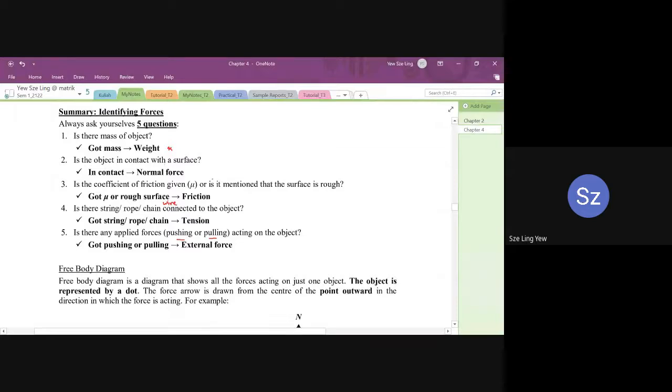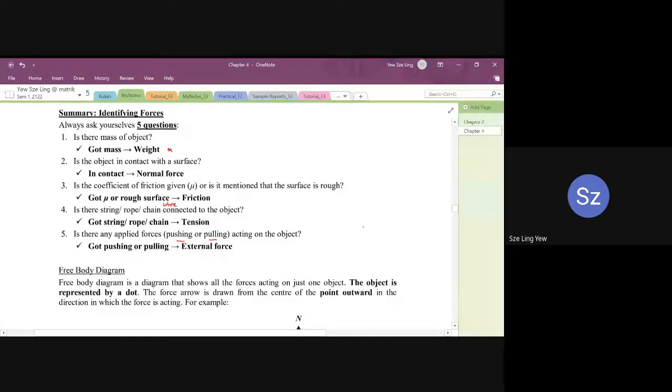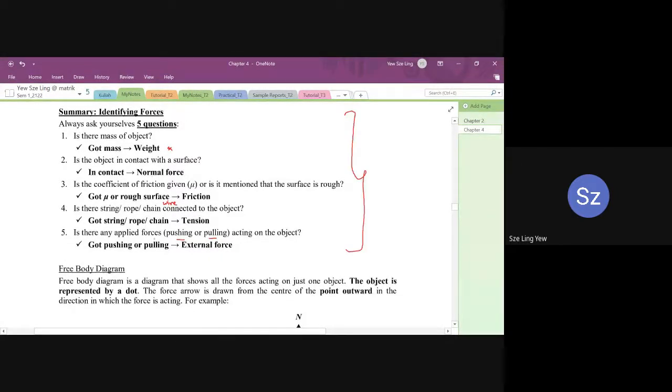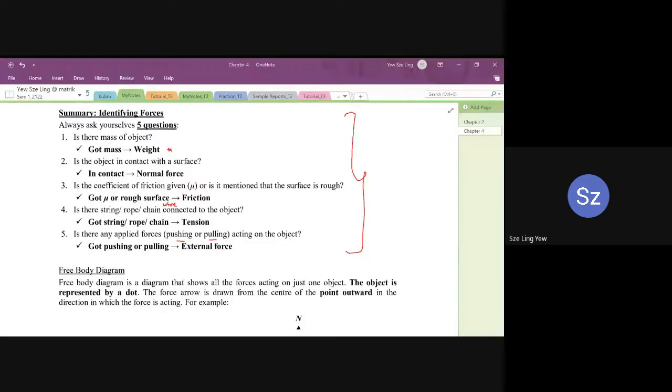Whenever you try to answer a question that is related to force, ask yourself these 5 questions. Does the question mention any of these? From here you can identify what type of force you are dealing with. So I want you to write it down in your notes, because this helps you to identify what type of forces you're looking at. I give you 3 minutes to write it down before we proceed to the next subtopic.